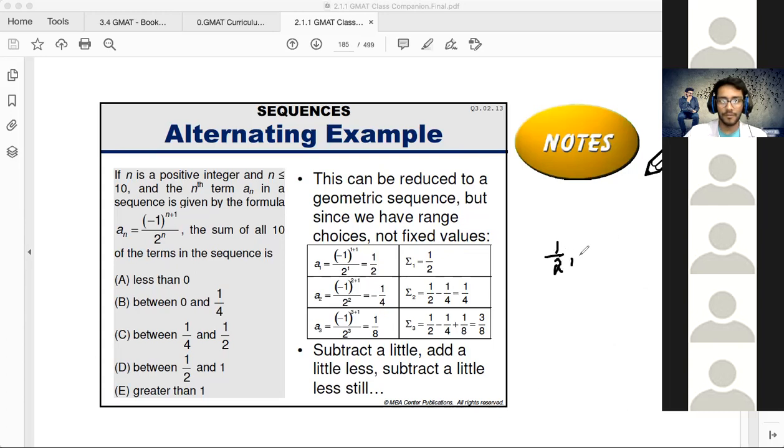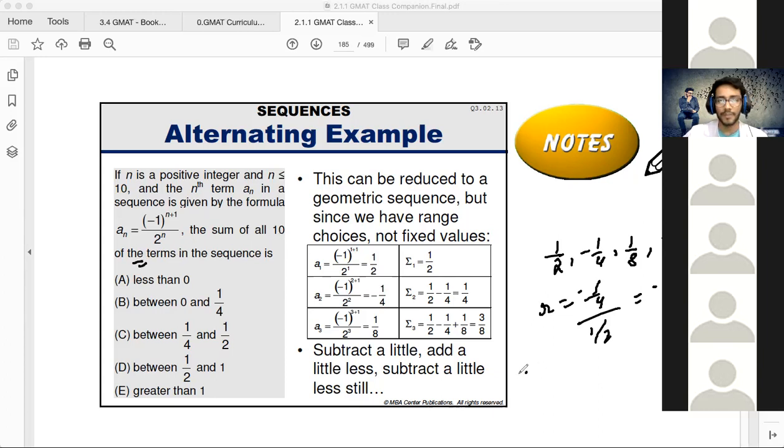1 by 2, minus 1 by 4, 1 by 8. Then the fourth term a4 will be minus 1 power 4 plus 1, 5, so minus 1 by 16. So is this a GP? You can check. Common ratio: minus 1 by 4 divided by 1 by 2. How much is that? Sorry, minus 1 by 2. So it's a GP. What do you need to find? The sum of all 10 of the terms of the sequence.